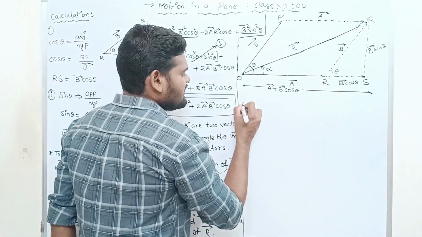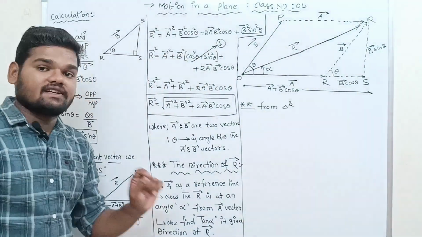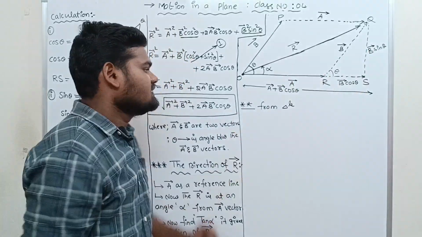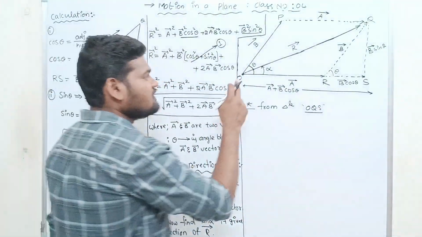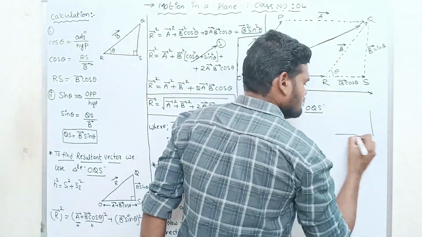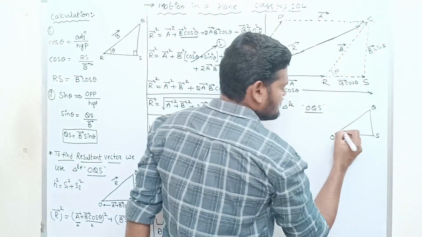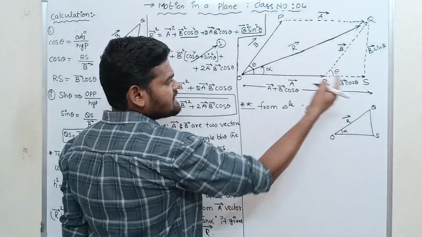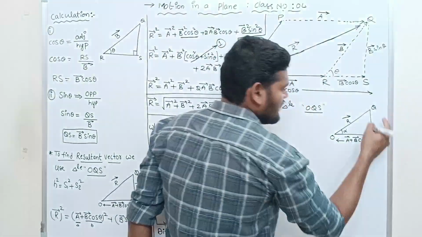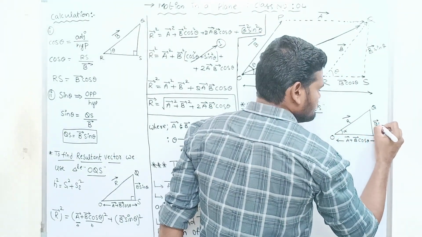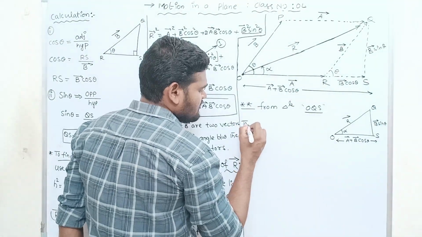To find the direction of R bar, I'm taking the triangle OQS. This angle is alpha, and this is the R bar vector. This total side is A bar plus B bar cos theta, and this side is B bar sin theta. So from this, I'm going to find tan alpha.